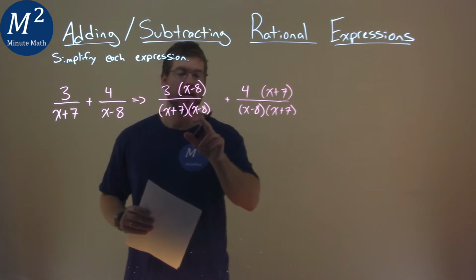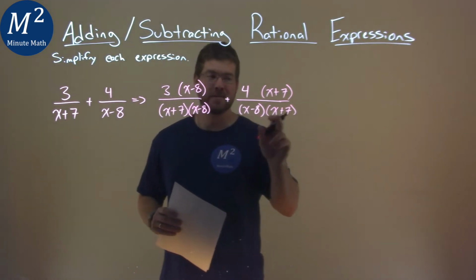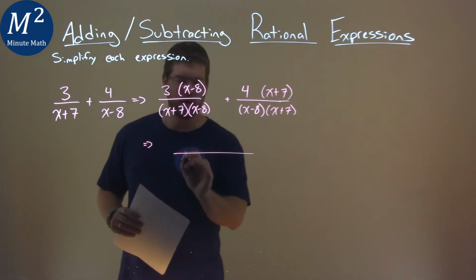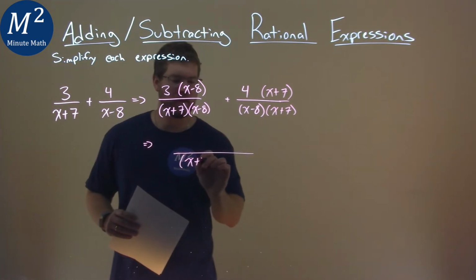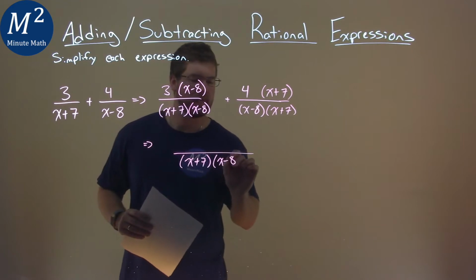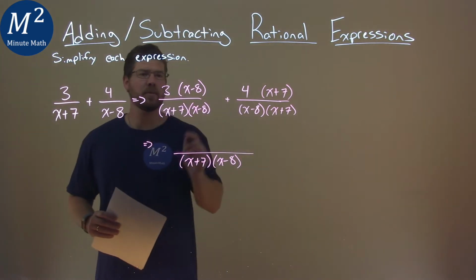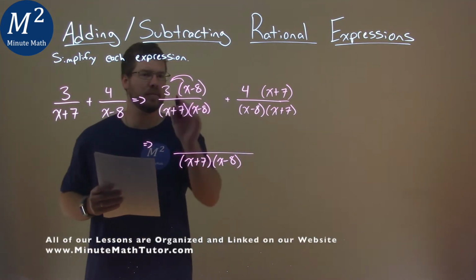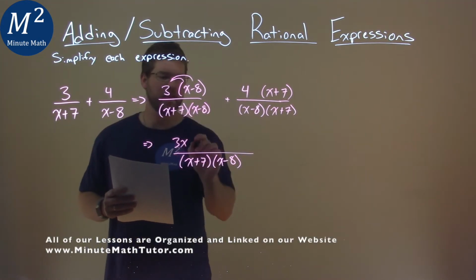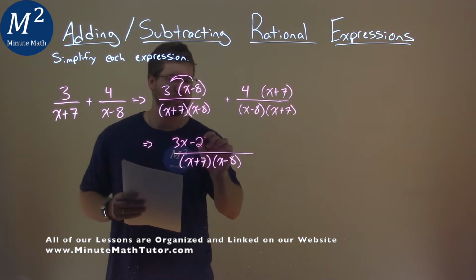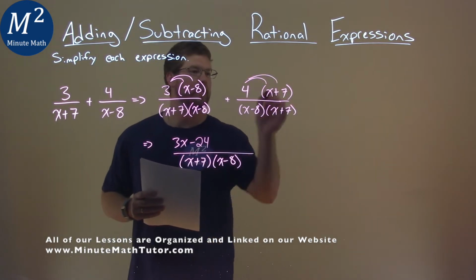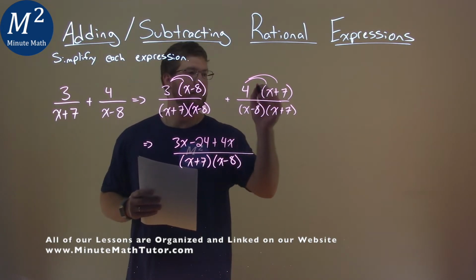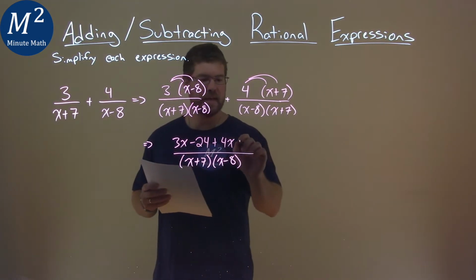x plus 7 times x minus 8. x minus 8 times x plus 7. What that allows us now to do is write this as one fraction, over x plus 7 times x minus 8. Now we have to distribute here as well. We multiply that out. So 3 times an x is a 3x, and 3 times an 8 is a 24. Do the same thing here with a 4. 4 times the x is a 4x, and a 4 times a 7 here is a 28.